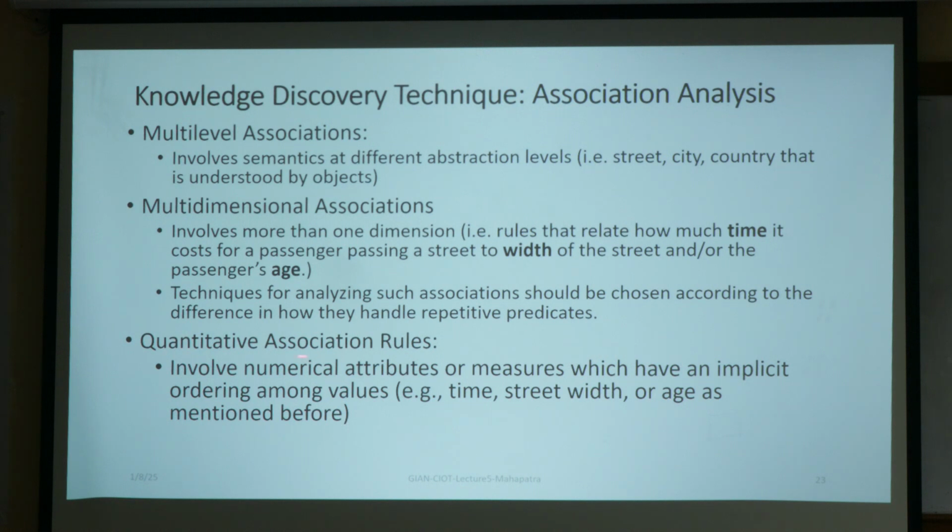Then the third type of association rule is called quantitative association rules, which involve numerical attributes, measures which have an implicit ordering among values: time, street width, or age, as mentioned before. It could be a different example. The reason for giving the same example is to connect and correlate it. If you have a different example, then this might change accordingly. But in summary, the quantitative association rule involves the actual numbers that you measure, and they are well connected to your problem.